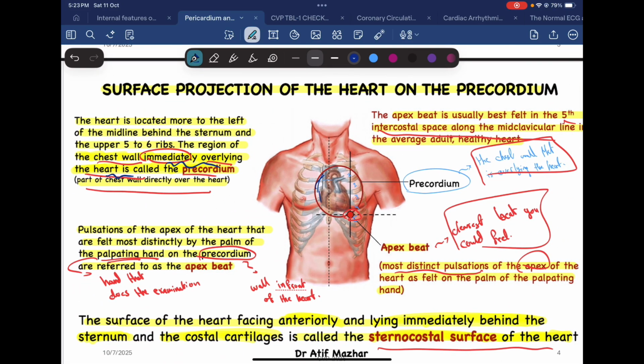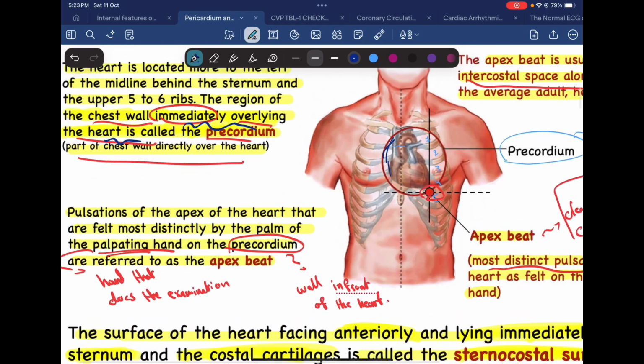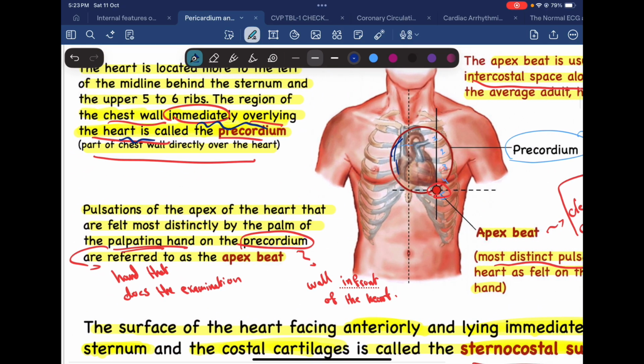Now there's something called apex beat. It's basically the pulsation of the apex beating. Alright? It's the most distinct pulsation of the heart. You can feel it using your palpating hand. Now, what does a palpating hand mean? It's the hand that does the examination. You put that on the precordium, specifically at the fifth intercostal space on the midclavicular line, and you'll feel the apex beat.